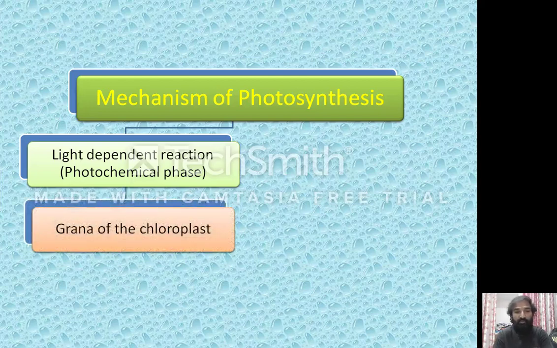The photochemical phase always takes place in the grana of the chloroplast. Grana is mainly made up of thylakoids. A stack of thylakoids is known as grana. Each thylakoid has a lumen and a membrane. In the membrane there are many photosystems. In these photosystems the light dependent reaction, or photochemical phase, takes place. And finally, the light phase produces chemical energy in the form of ATP and NADPH.